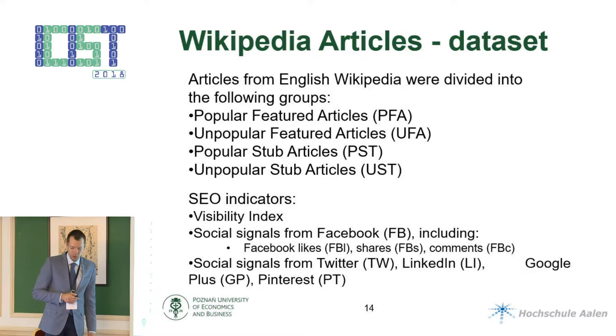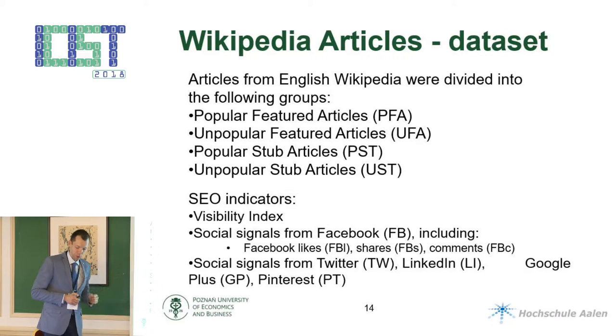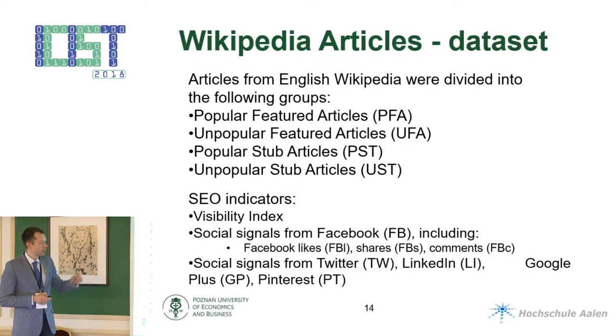We also try to analyze Wikipedia articles. So we divide English Wikipedia articles into four categories. We want to analyze high quality articles and articles with the worst quality class. But additionally, we wanted to choose from these two categories popular articles and not popular articles. So we have four categories. Featured articles in Wikipedia are articles with the highest quality. Stub is the worst class.